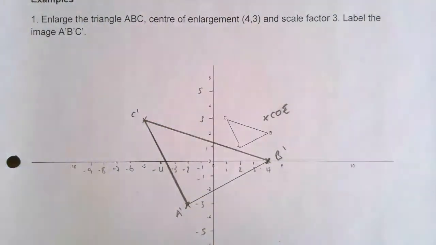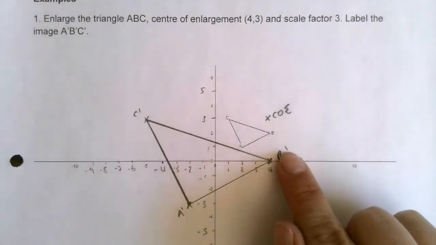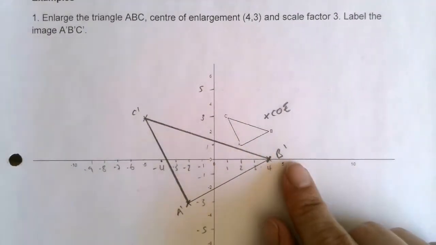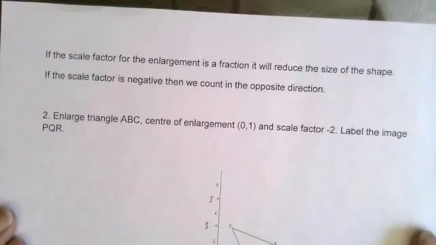So yeah, the scale factor 3 tells you that all the dimensions are going to be 3 times what they originally were. If the scale factor was 2, all the dimensions would be double. And the new points we always write with a little dash after them like that. Okay, so on to today's.